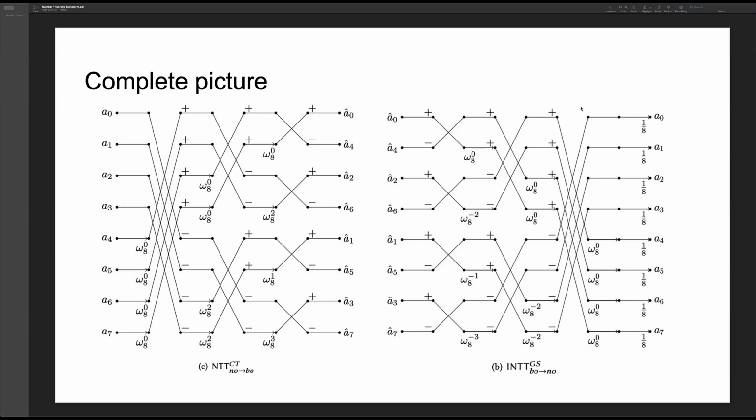There are other forms of butterflies, of course, and other combinations you can use. But if you do it this way, you can skip the whole bit reversal step in the computation. If you look at some implementations out there, they actually do implement the bit reversals because they're using different butterflies.